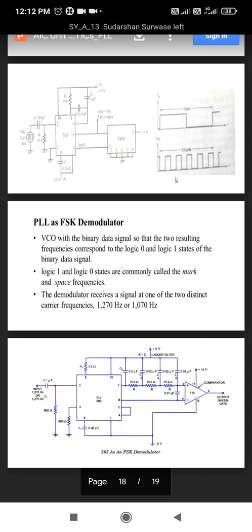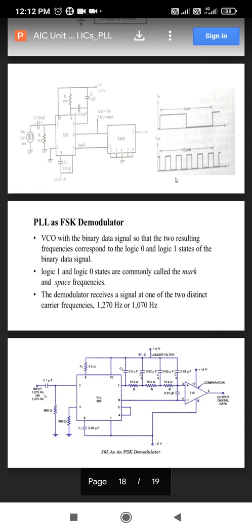In the circuit diagram, the PLL IC 565 is used as an FSK demodulator. At pin number 2, you have to connect the FSK modulated signal. Pin number 3 is grounded. Next, pin number 10 you have to connect to the positive supply.